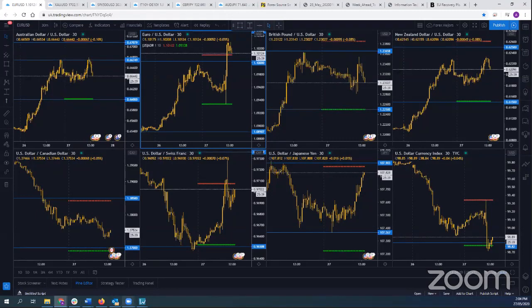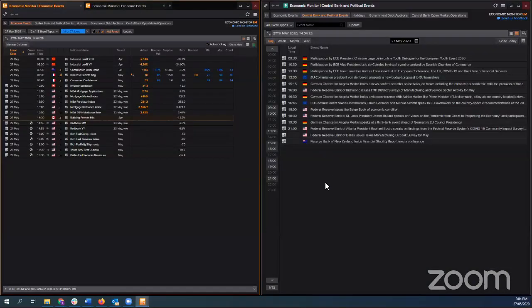JCS, the calendar that I'm using is one from Zenith. It's called MetaStock Zenith, and that is the platform. It's basically what I use for the calendar, as well as the central bank and political monitor.